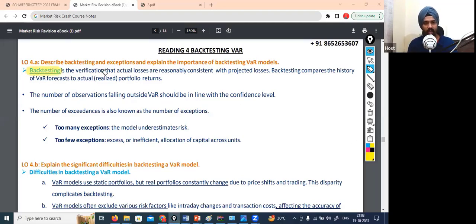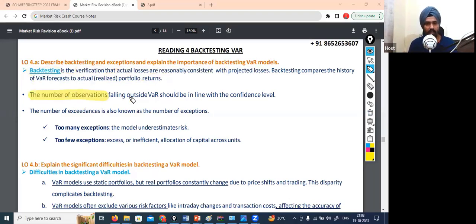Backtesting is a verification that actual losses are consistent with the projected losses. Backtesting compares the history of VaR, the VaR forecast, to the actual realized return. So what I forecasted, this is going to be my VaR, and what actually happened, I'm just comparing it. That's what backtesting is all about.